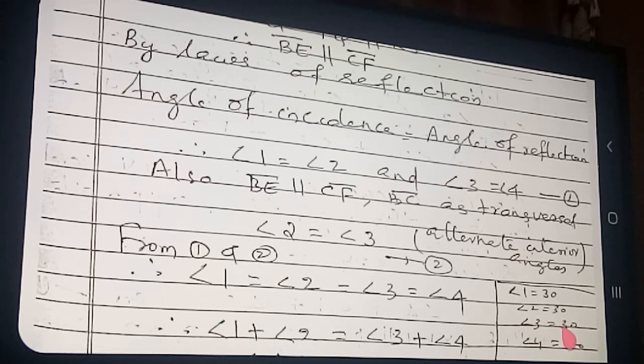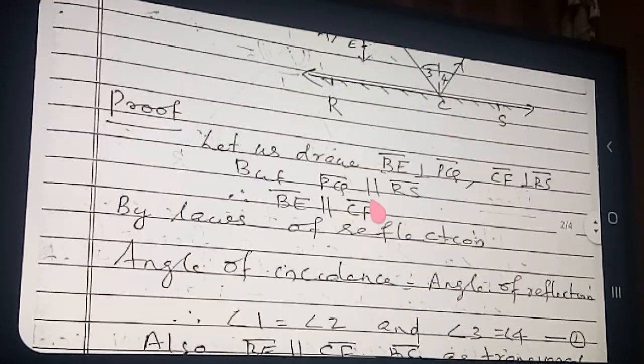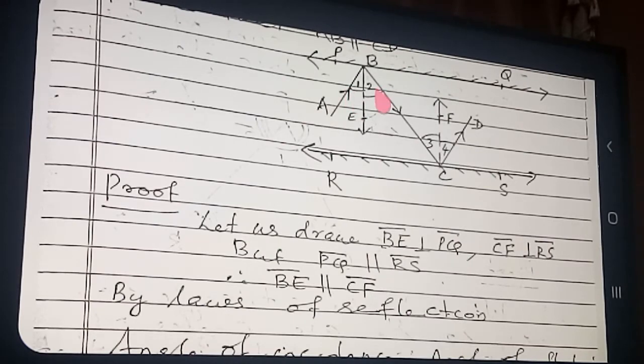Angle 3 is also 30. Now see here, angle 3 is equal to angle 4. So angle 3 is 30, what can you say? Angle 4 is 30. In short, all the angles are equal. Have you got the point clear? This concept is clear. Angle 1 is equal to angle 2 is equal to angle 3 is equal to angle 4. Now see your diagram once more. So this angle 1, angle 2, angle 3, angle 4 are equal now.